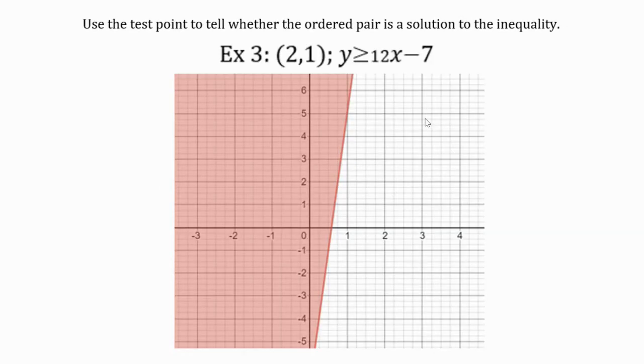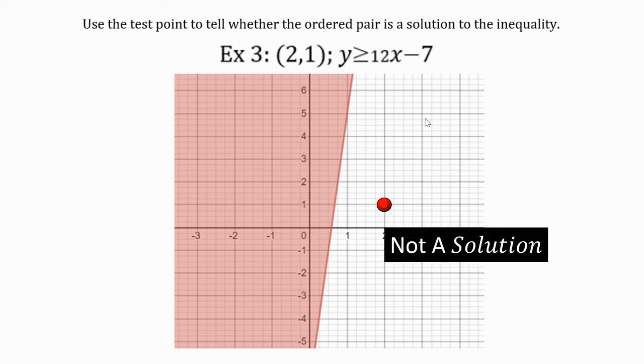The third example is y is greater than or equal to 1/2x minus 7. When I plot the point (2, 1), you see that it is not in a shaded area. And since it's not in a shaded area, just like when we evaluated, it is a false statement, so it's not a solution.